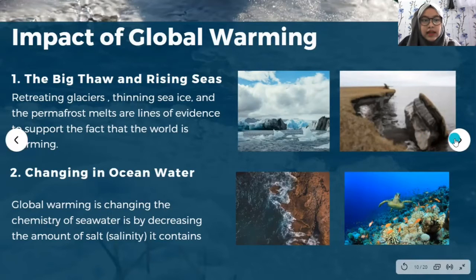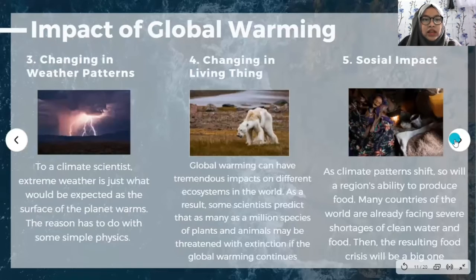And the next is changes in weather patterns. To a climate scientist, extreme weather is just what would be expected as the surface of the planet warms. The reason has to do with some simple physics.